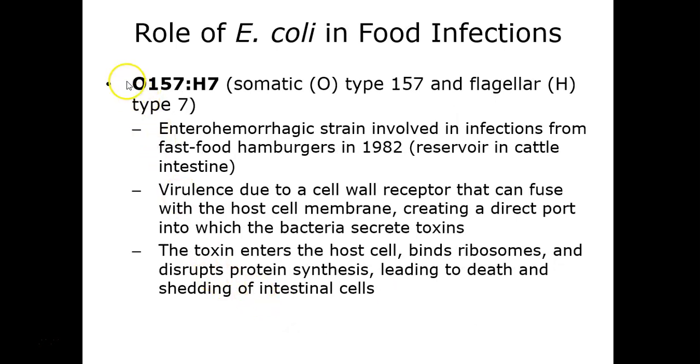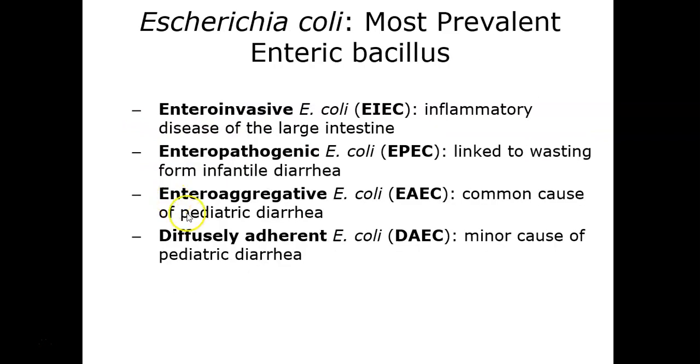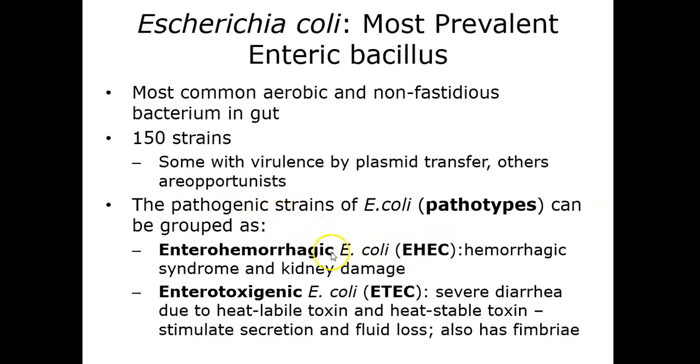I do want to talk about one very important member of the E. coli family, and that is the O157:H7. So again, remember the O and the H refer to antigens. So it has flagella antigen type 7 and cell wall antigen type 157. This is an enterohemorrhagic strain. So as we mentioned, it is responsible for causing this HUS, this hemorrhagic syndrome, which can lead to kidney damage. Again, HUS stands for hemolytic uremic syndrome.